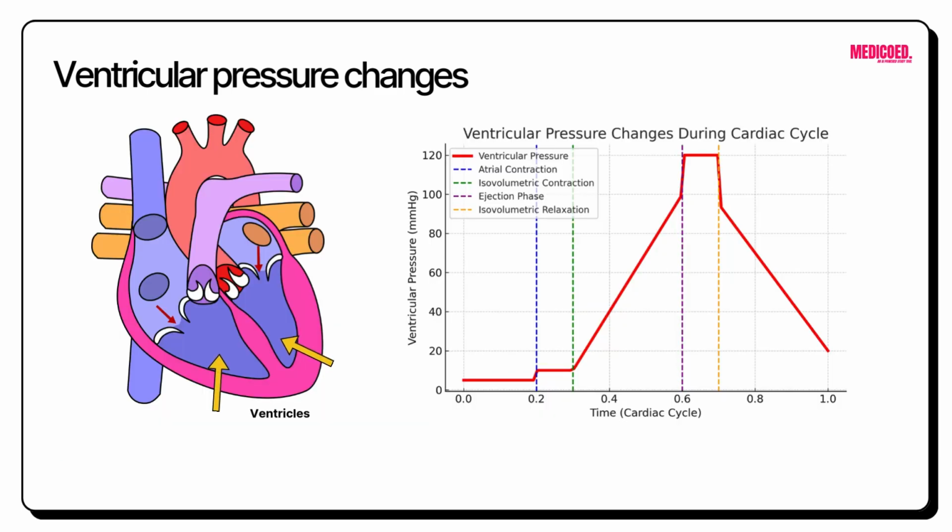During diastole, the ventricles are relaxed. The pressure in the ventricles is low, allowing blood to flow in from the atria. The atrioventricular valves are open, while the semilunar valves remain closed. On the graph, ventricular pressure is at its lowest.